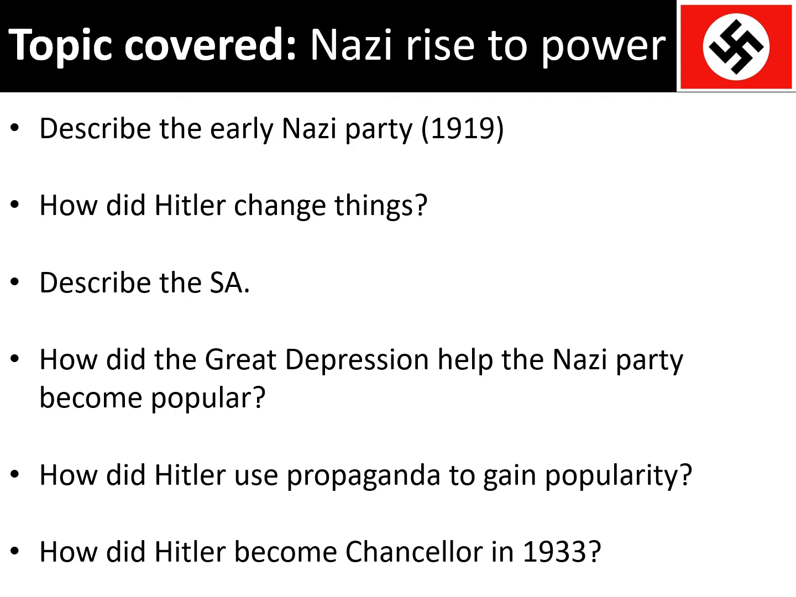There we go. How did the Great Depression help the Nazi Party become popular? It showed how rubbish the Weimar government were. It made people not support the government again. It lost people jobs and made people poor. And that meant that they were desperate enough to look for alternatives, even if that alternative was a little bit out there and risky, like the Nazi Party.